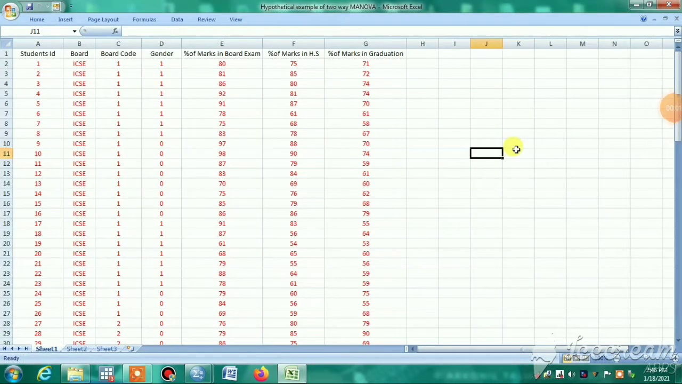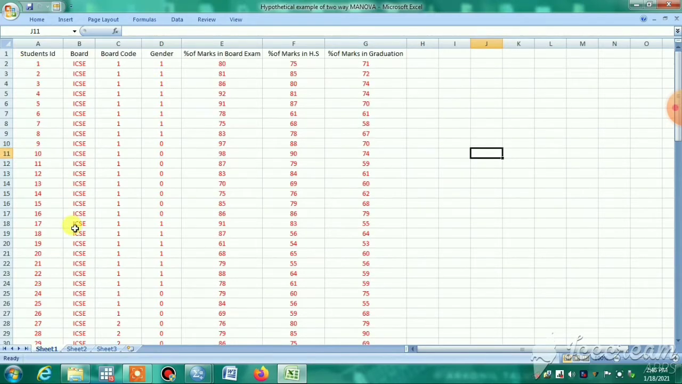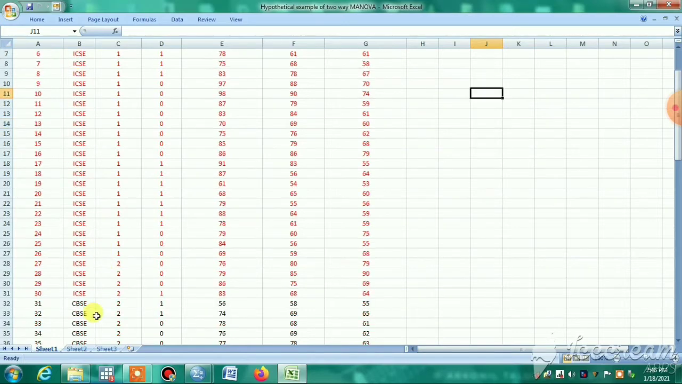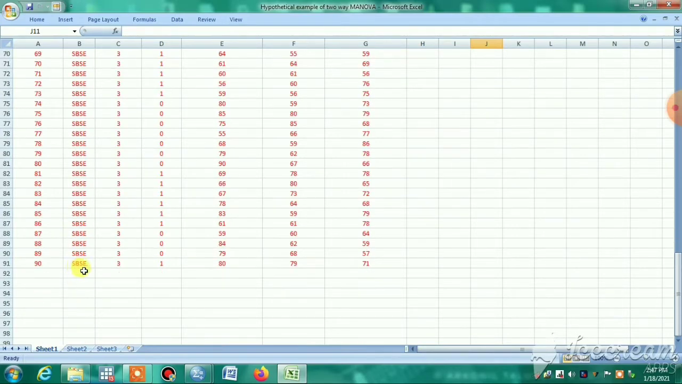This is our hypothetical or fictitious data set. As usual, this is the student's ID, where we have selected the students randomly by giving serial numbers like this, and we have the board, with 3 categories. In the factor board we have ICSE, CBSE and SBSE. In this case we have taken an equal sample size, 30 for ICSE, 30 for CBSE and the remaining 30 for SB, State Board of Secondary Education. So the total sample size is 90.